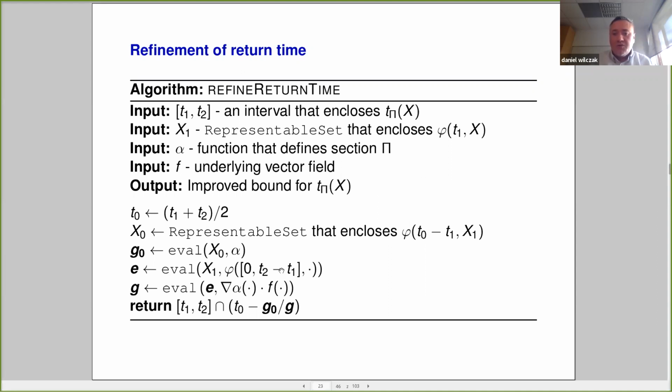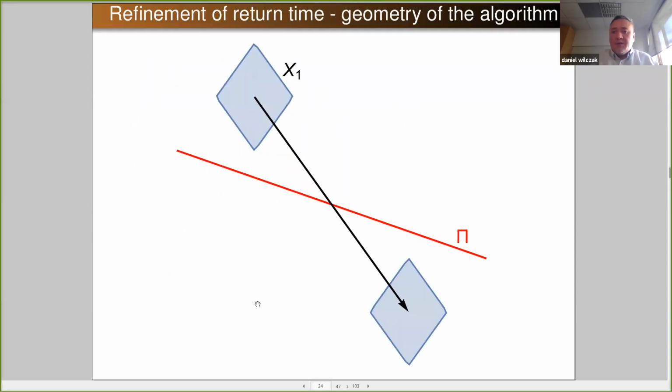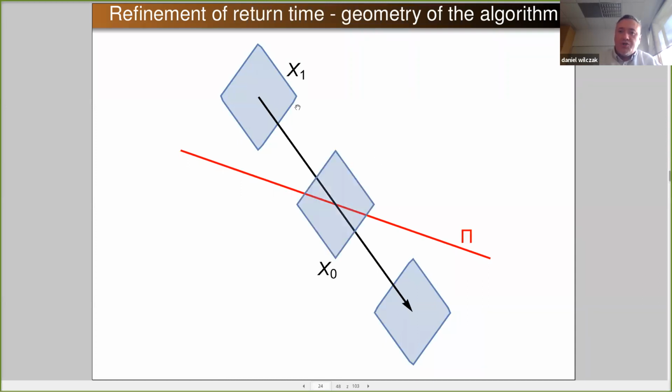So here we have the time range. And what we get at the end is just the intersection of the bound we already had with some interval Newton operator, which acts for a one-dimensional function. And this is the geometry of our algorithm. X1 is just before the section, X2 is after the section. We shift set X1 a little bit, and we expect it is already very close to the section. Then we compute a value of alpha using this representation of our X set, and we apply interval Newton operators.